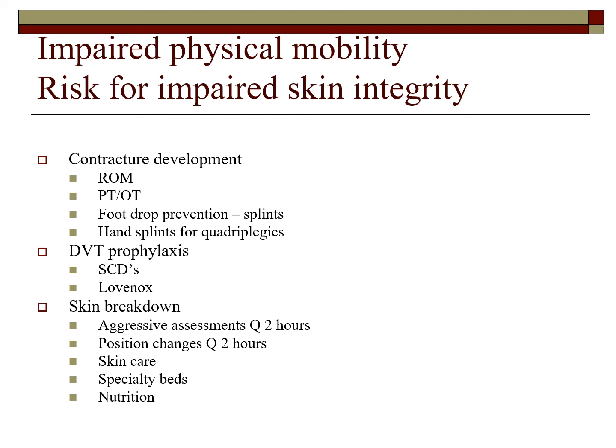Hand splints, due to the impaired mobility, we have the DVT prophylaxis, remember those, and then skin breakdown. So good assessments, good skin care. They might need a specialty bed while they're critically ill, and then good nutrition to make sure that their protein and carbohydrate or calorie intake is meeting their needs.